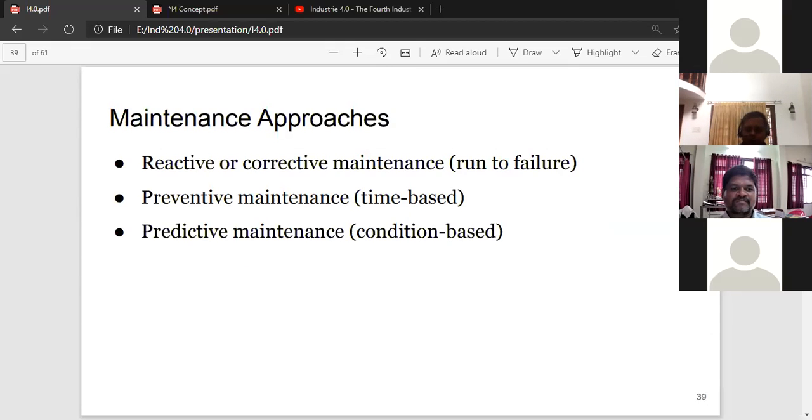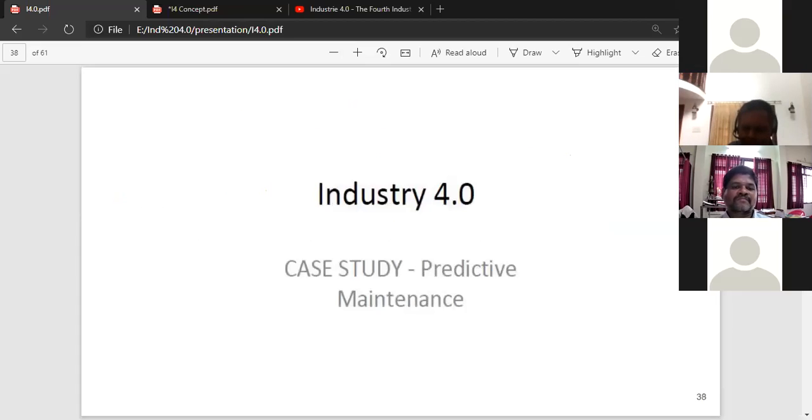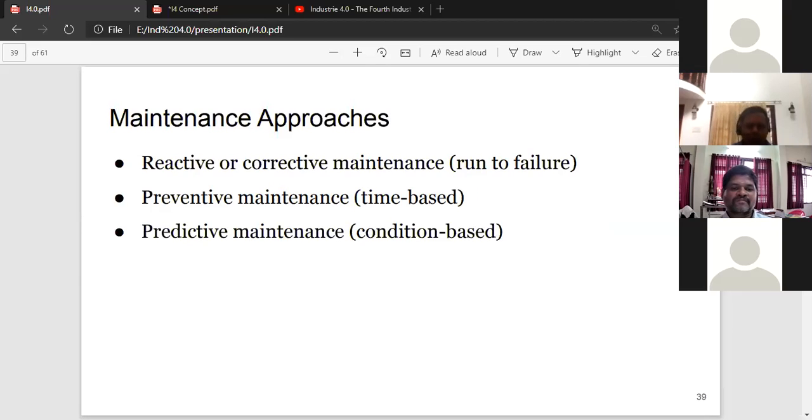So here is an example. I told you about predictive maintenance, right? I already articulated it, but I will come back to that once more. You have reactive, which means once a failure happens, you fix it. Then another is preventive, which is time-based, like every 6 months or every 3 months you do it. Predictive is condition-based, based on the condition of the particular machine or artifact that you have.